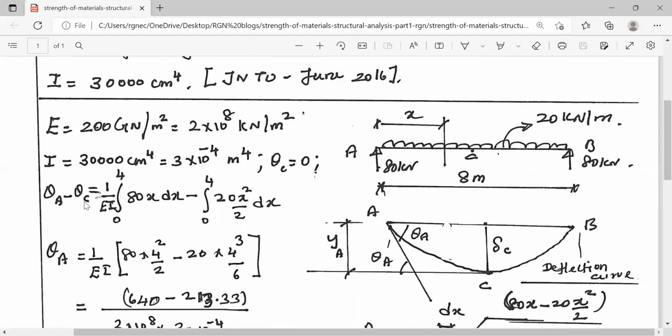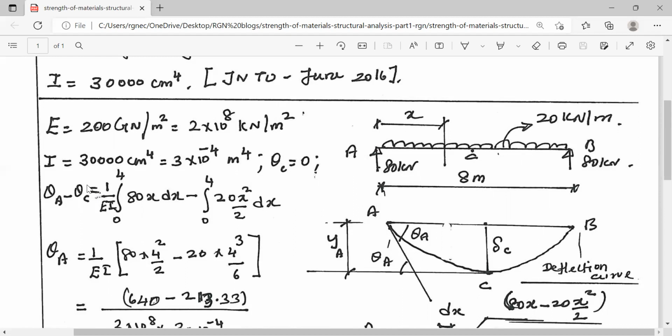Now, what about theta C? The deflected shape by virtue of the symmetry will be like a parabola, and if you draw the slope at C, it will be perfectly horizontal. That means theta C is equal to 0. By virtue of the symmetry, in the deflected curve, if you draw a tangent at point C, it will remain perfectly horizontal. Therefore, theta C is equal to 0.